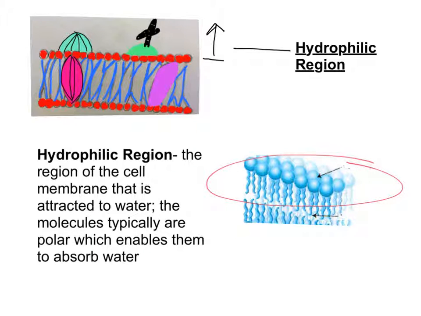Hydrophilic region. In my diagram, I drew it. It's from about this part of the bilayer, so the top part of the phospholipid head and tail, the top part right here, all the way up, they are attracted to water. So the region of the cell membrane that is attracted to water, the molecules are typically polar, which enables them to absorb water. So I enlarged another photo right here, and I circled the hydrophilic region.